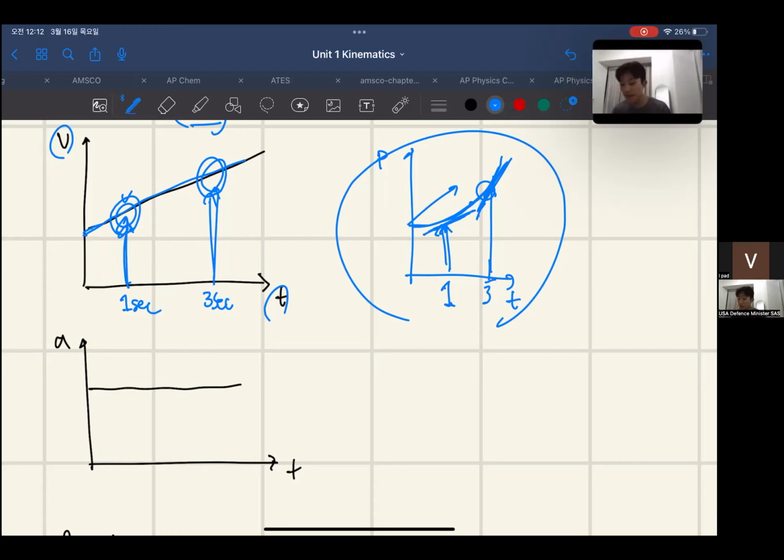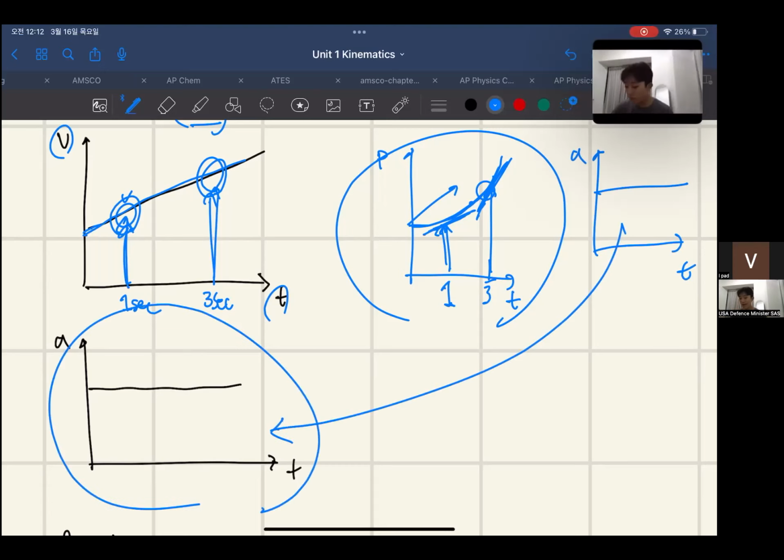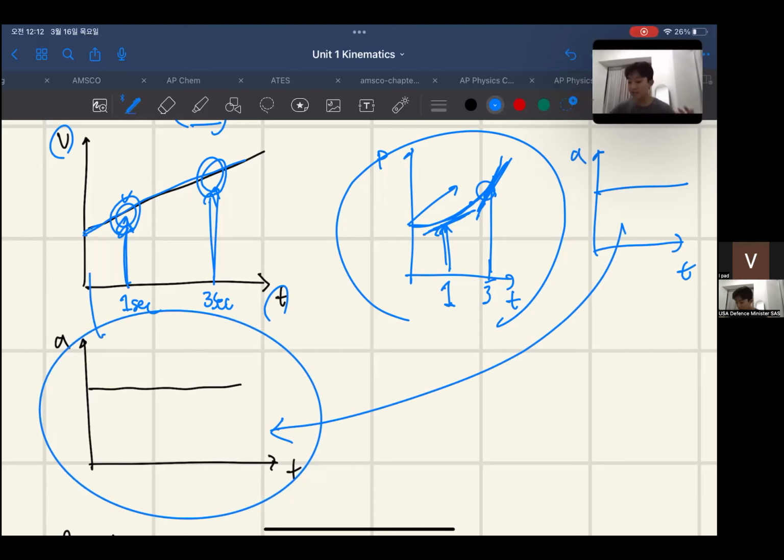And again, the velocity is changing, but it's changing at the same rate. In other words, same ability. Thus, the acceleration should be constant. So again, acceleration should be constant and positive. So actually, the graph below is literally the same graph as the graph above, except it shows the acceleration of the object, not the velocity.